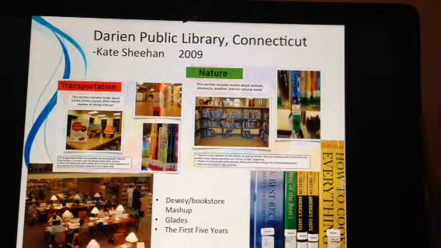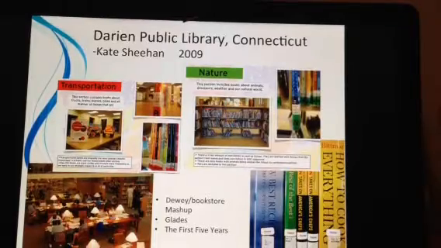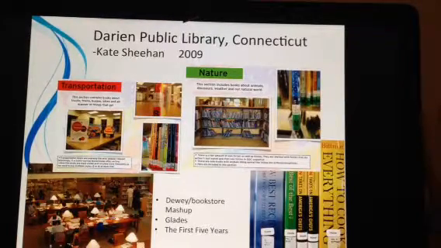Another public library in 2009 in Connecticut, Kate Sheehan, used what they called a Dewey bookstore mashup. They put them together and designed glades. They would take what they felt patrons were really looking for and make a glade like home. You can see on the label they used home, but they didn't get rid of all the Dewey. But they have the cooking and the gardening, and they put all those things together.